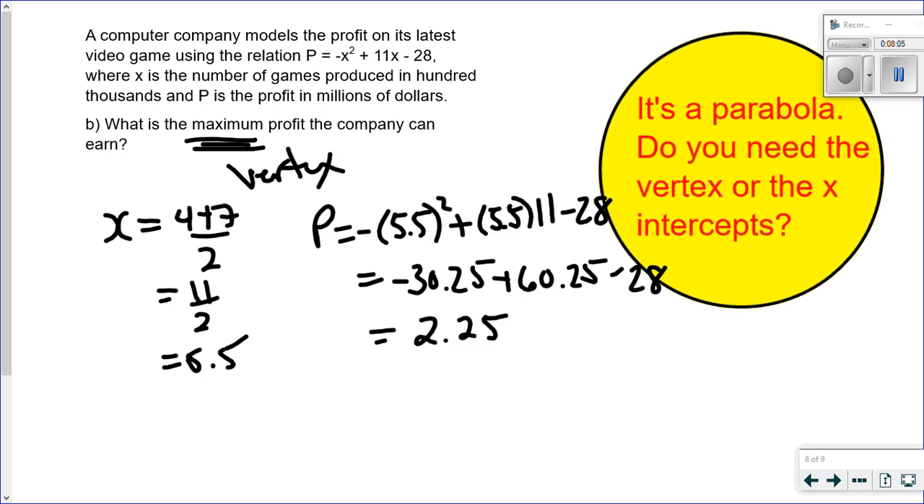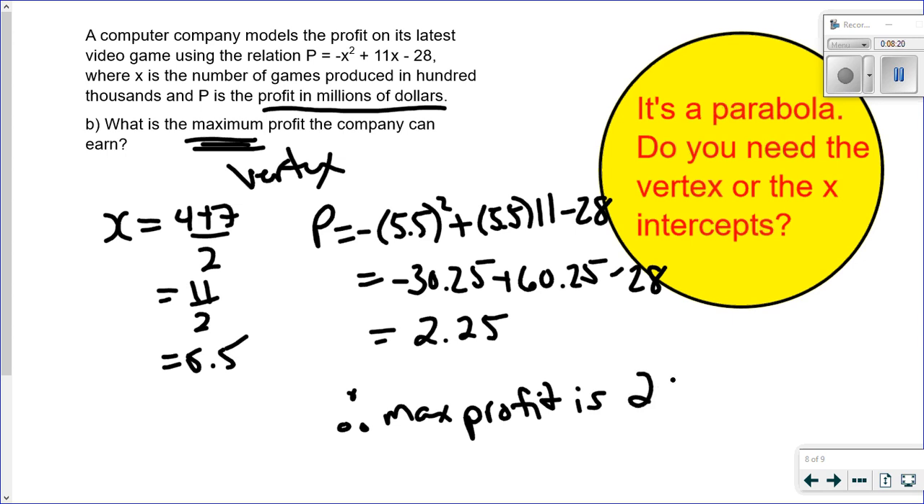Now, 2.25 seems like a small amount of money to earn, but remember, it's profit in millions of dollars. I don't know about you, I'd be okay with having a profit of $2.25 million. Okay. But that is the key thing right here is you got to decide, is it a parabola?